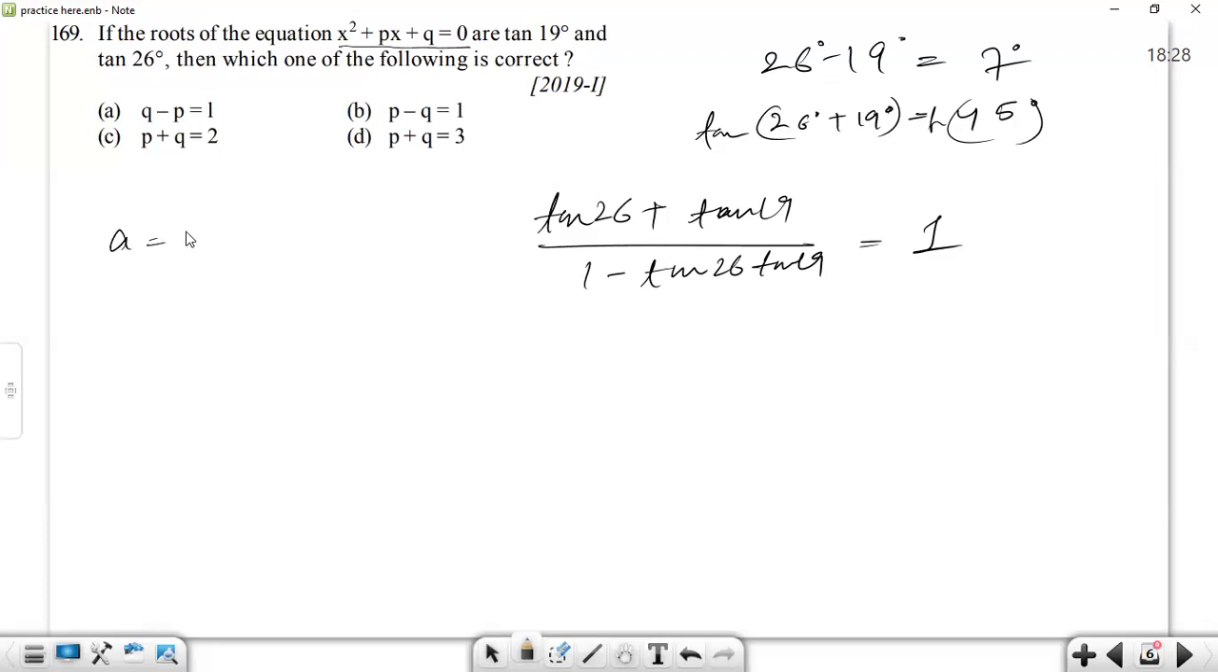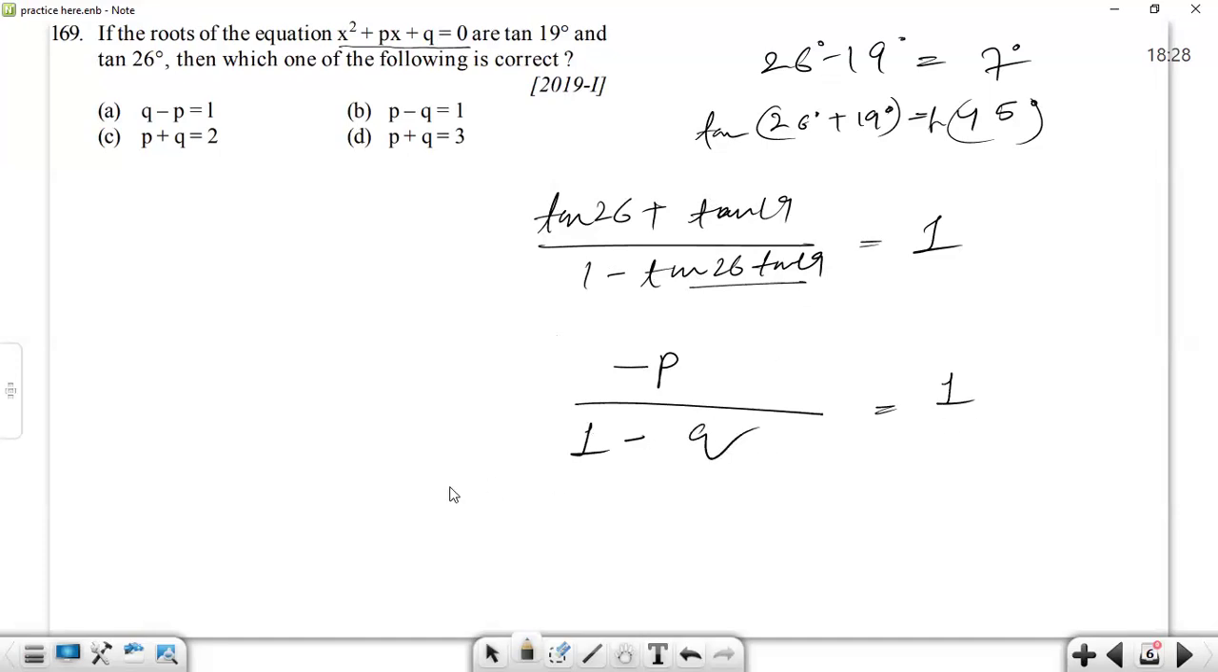What is minus a by 1? Yes, very good. So this is minus p by 1. So this is the one root, this is another root. It's somewhere minus p by 1, which means minus p only. So 1 minus... Now please tell me what is the product of roots too. Q by 1. Yes, that's q.